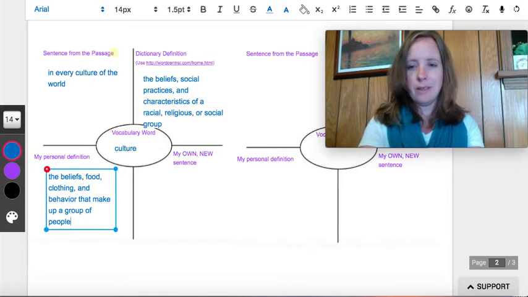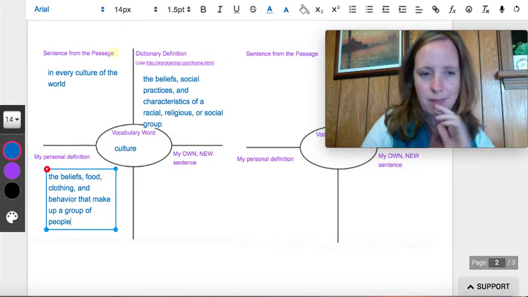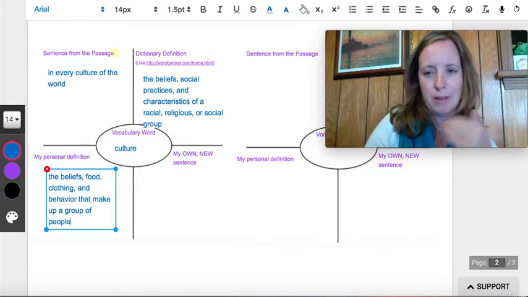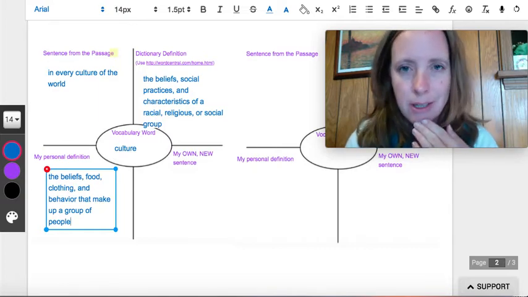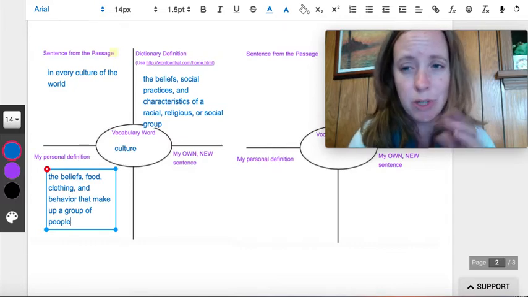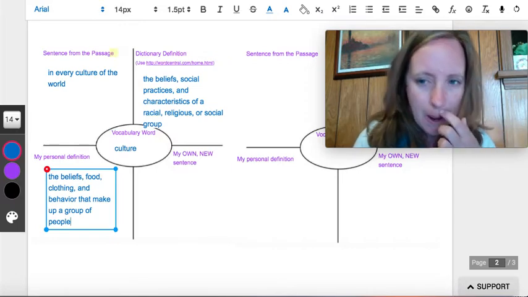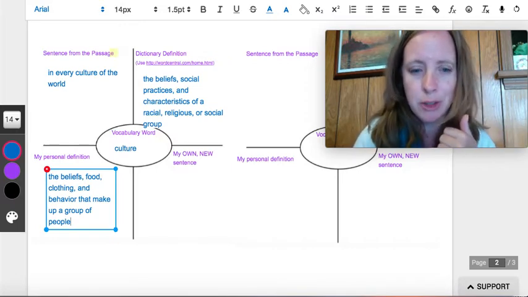Do you see what I did? I used what I already knew. I used the clues in the passage. I used the dictionary to make my own definition, one that makes sense to me. Because sometimes this happens to me, and I know that it happens to you. When you look up a word in the dictionary and you just write down the definition, it doesn't make any sort of sense. So you have to make sure that it always makes sense to you.